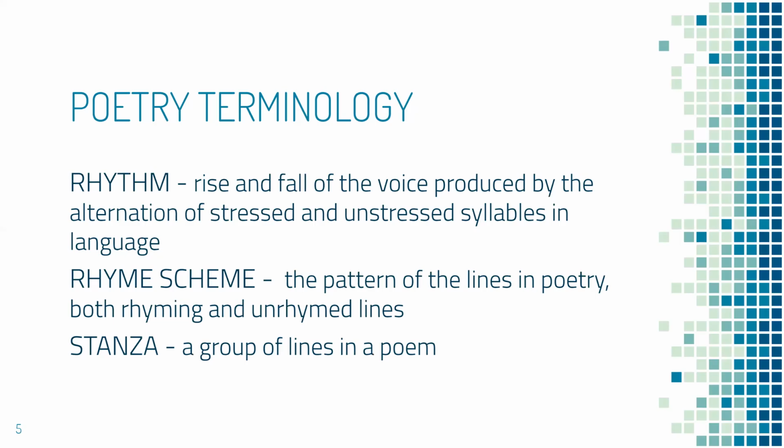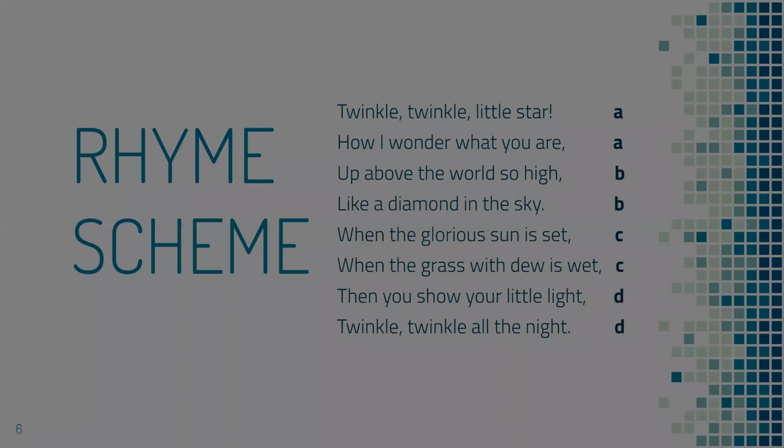Now we're going to go through some poetry terminology. First of all, we have rhythm. Rhythm is the rise and fall of voice produced by the alternation of stressed and unstressed syllables in language. We have a rhyme scheme, which is the pattern of the lines in poetry, both rhyming and unrhymed lines. The next slide will go over this in more detail. We also have stanzas, which are a group of lines in a poem.